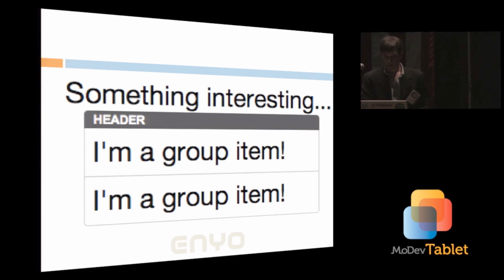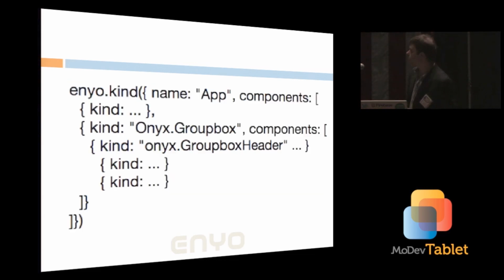Well, in Enyo, to recreate that, we have something like this. We have an Enyo kind, which is the app. It has components within it. Those components are the text, and there's a group box. The group box has a header and content inside of it.